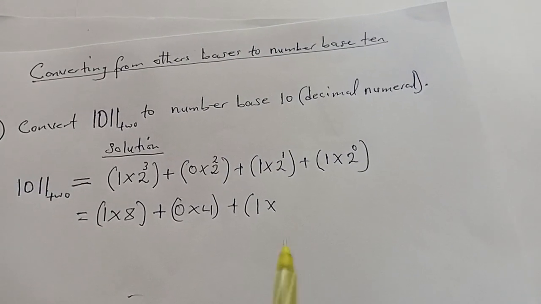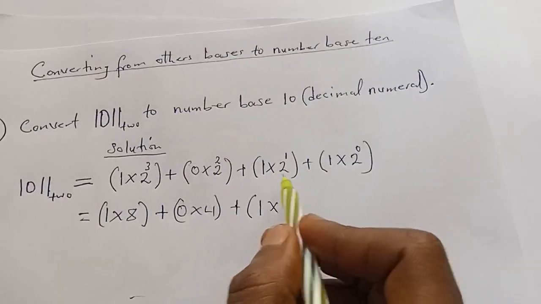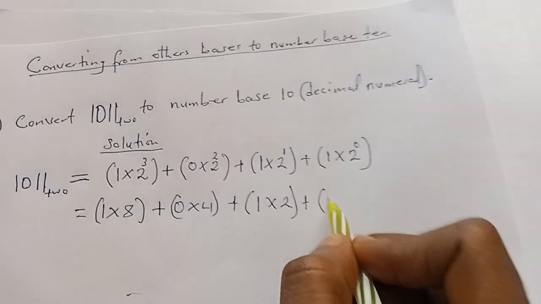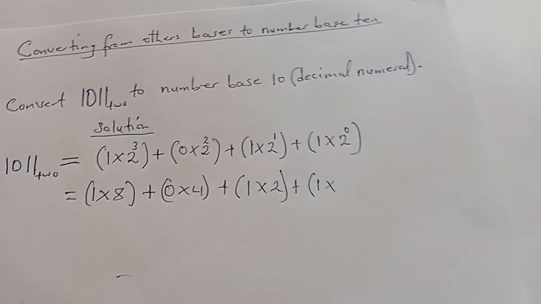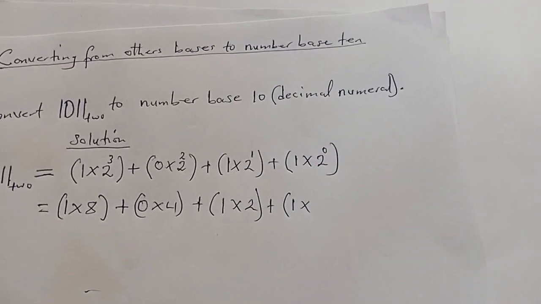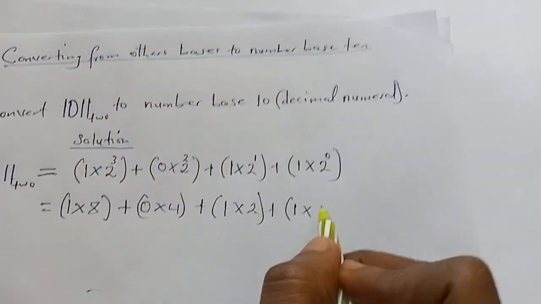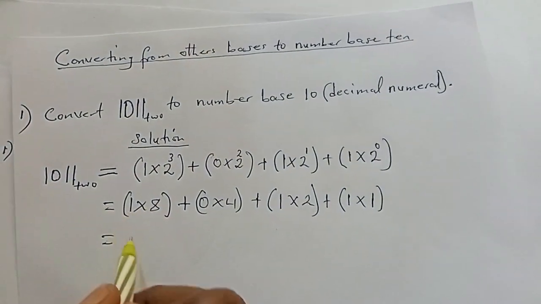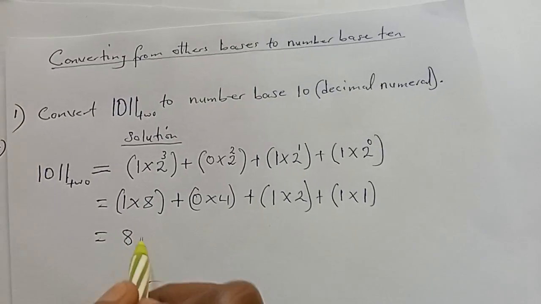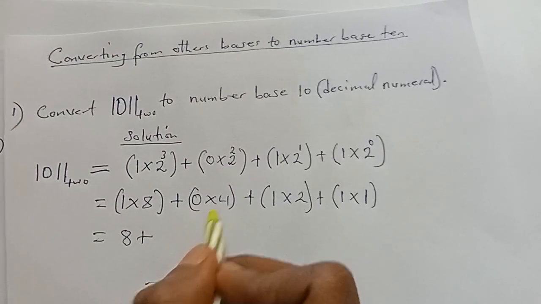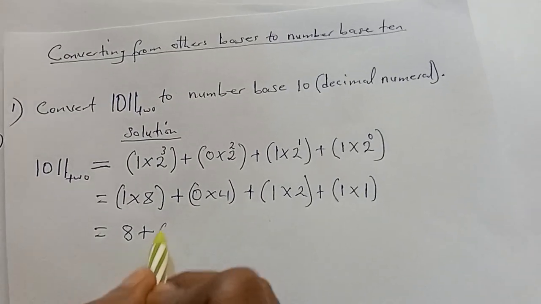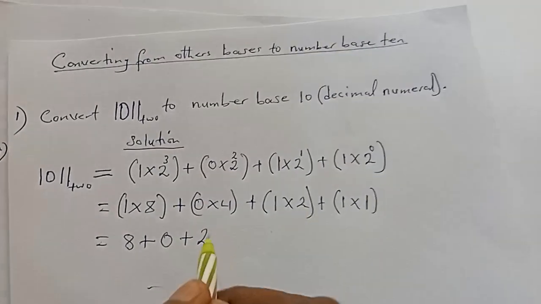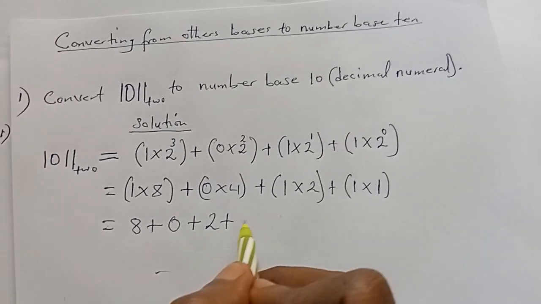Any number to the power of 1 is that number, right? So 2 to the power of 1 is what? 2, right? Now the next one is 1 times. According to the law, any number to the power of 0 is also 1. So bring my 1. Now I can say 8 times 1 will give me what? 8, plus 0 times 4. 0 times anything is 0, right? 0 plus 1 times 2 is 2, plus 1 times 1 is 1, right?